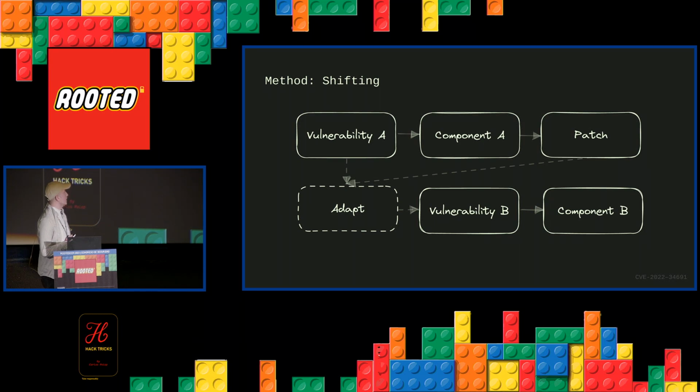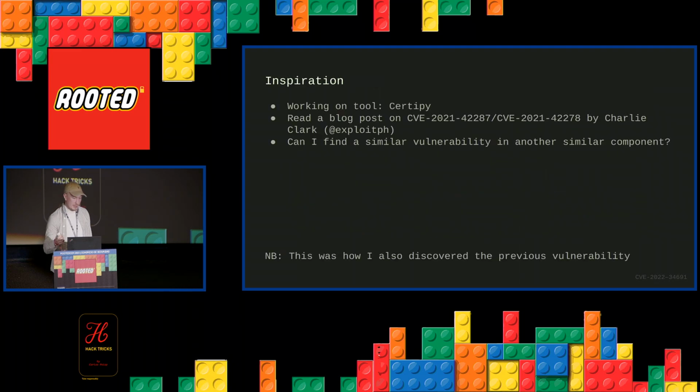So we have some vulnerability that was found in some component, and it gets patched. We didn't find it, but we can read information about the vulnerability and also the patch. So we take that information and try to adapt it into another vulnerability in some other component. A different component, but maybe the same idea behind the vulnerability. Can we find it somewhere else? The inspiration is the same as the previous vulnerability.